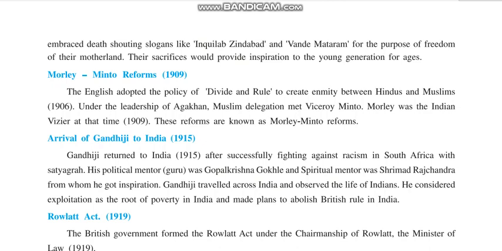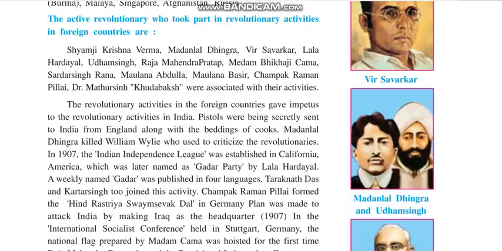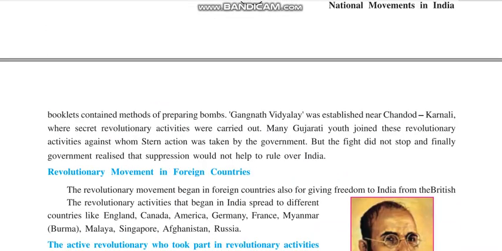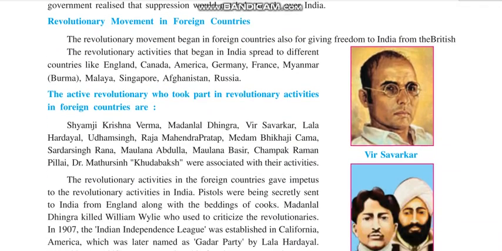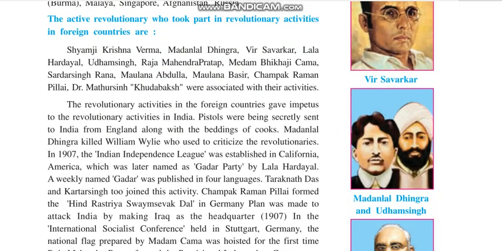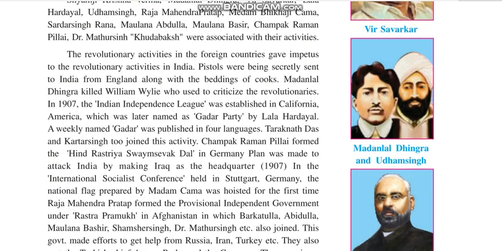In the previous video lecture, we saw about the revolutionary movements of foreign countries. We also saw the active revolutionaries who took part in it. We understood about various revolutionaries who were involved in activities in foreign countries. We also saw in detail about various parties that were established during this time and the efforts made by the Indians living in foreign countries for the freedom of their country.